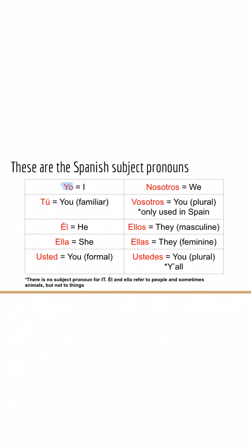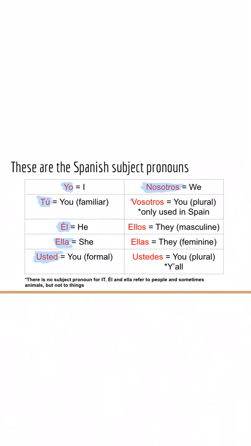I in Spanish is yo, you, tú, he, él, she, ella. Remember that double L makes that Y sound. My you formal, which is usted. I have we for nosotros, a very fun one to say.